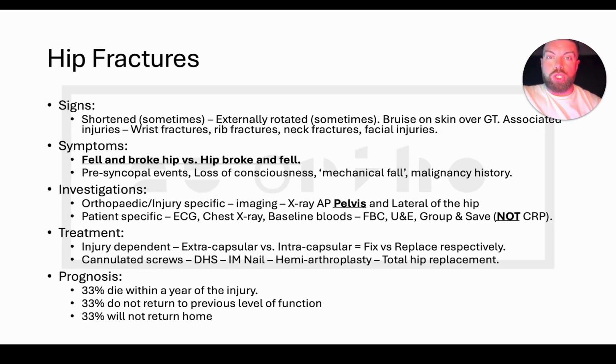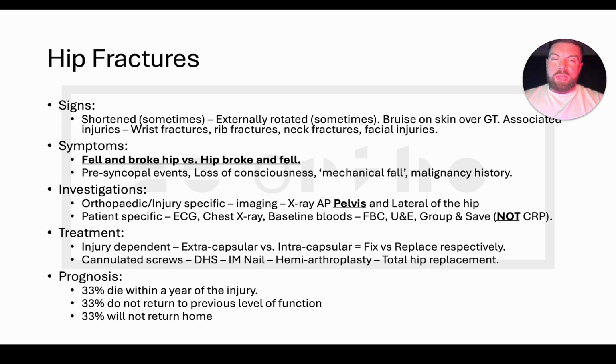The signs would be a shortened and sometimes externally rotated lower limb in question. Not always, and if it's not shortened and not externally rotated, that is not a sure sign that it's not broken. That's not the case. There will generally be a bruise on the outer aspect of the hip over the GT. Associated injuries can be wrist fractures, rib fractures, neck fractures, or facial injuries as well.